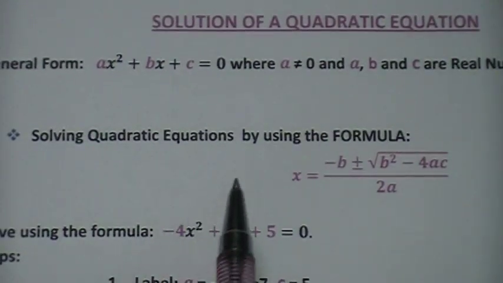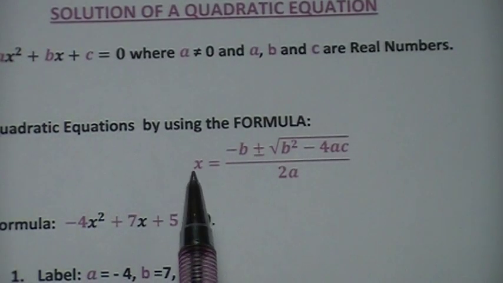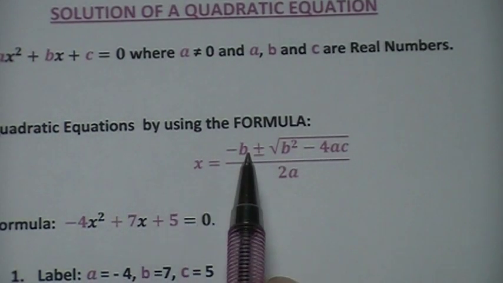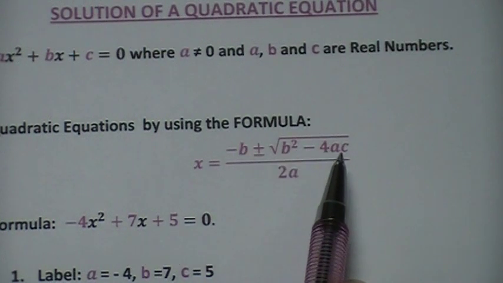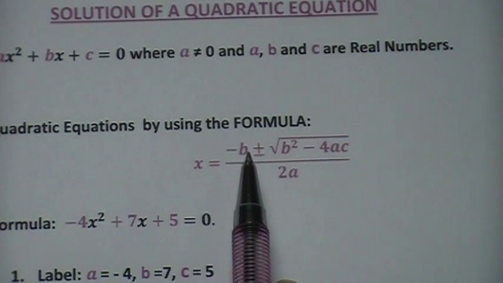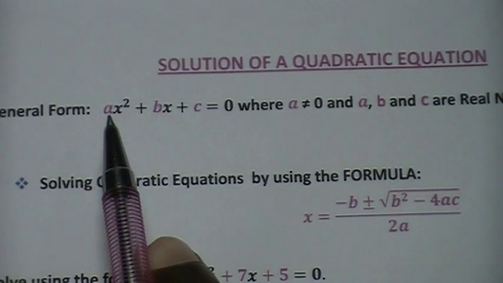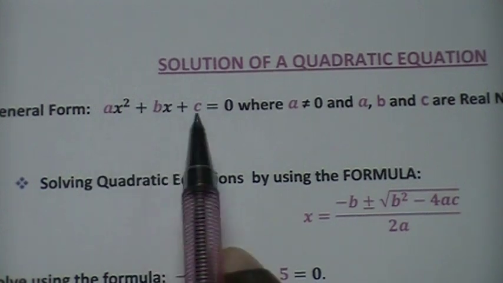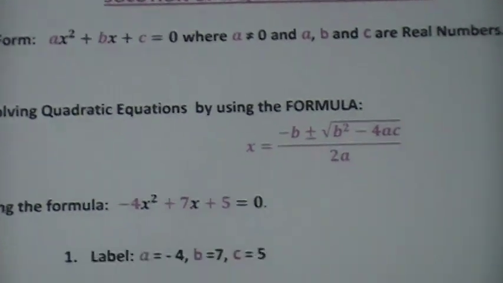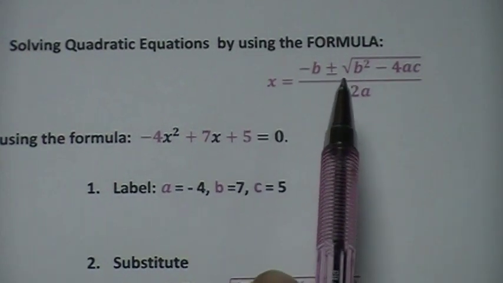b and c, however, can be equal to 0. Now, we're solving quadratic equations. We can use what is known as the formula to find the value of x. If you notice, the variables on the right hand side, we only have a, b, and c. Those are the coefficient and constants. And so we can replace those with numbers.